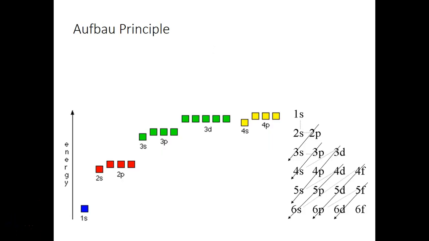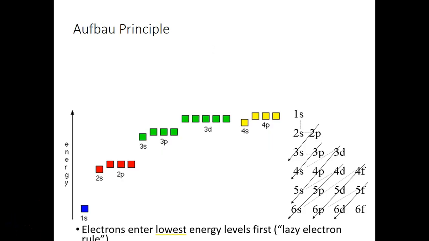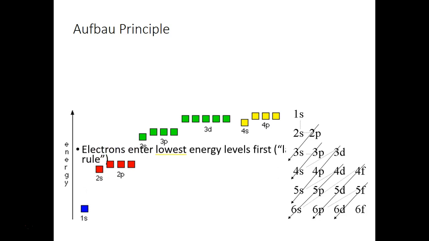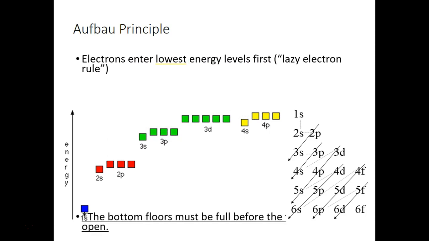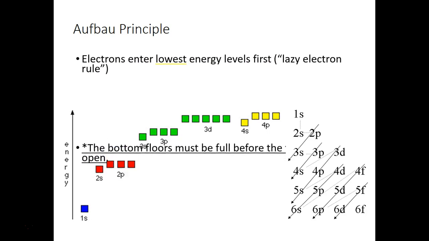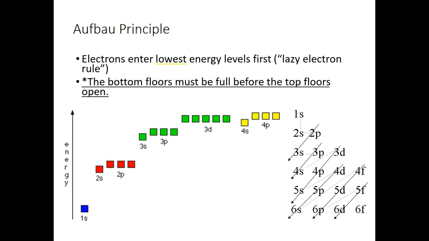The last rule is the Aufbau principle, and this is what we call the lazy electron rule. Electrons enter the lowest energy levels first. When you were doing the hotel, the bottom floor had to be full before the top floors. And earlier I told you why 4s fills, then it drops to 3d. If you look on here, we can see 4s is slightly lower than 3d.